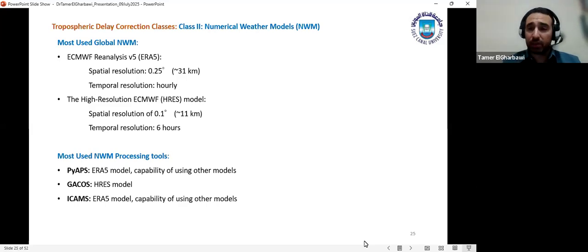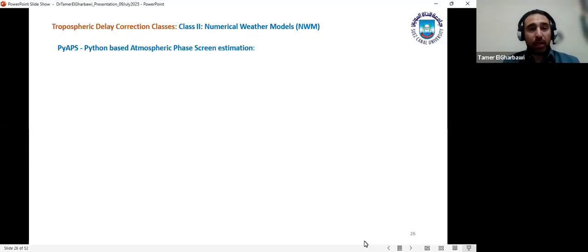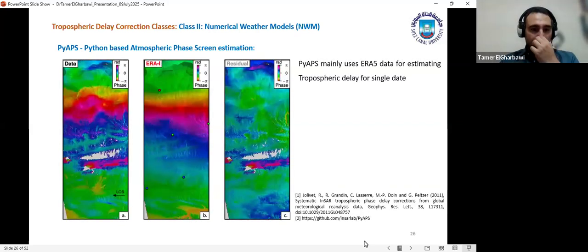So we need to make a process. So this kind of process we have, bright researchers have gave us these kind of models like PyAPS and GACOS and ICAMS. These kind of models can be downloaded or processed locally on the PC, can use models like the ERA5 and HRES, and estimate accurate atmospheric delay based on the numerical weather model for the interferometric SAR.